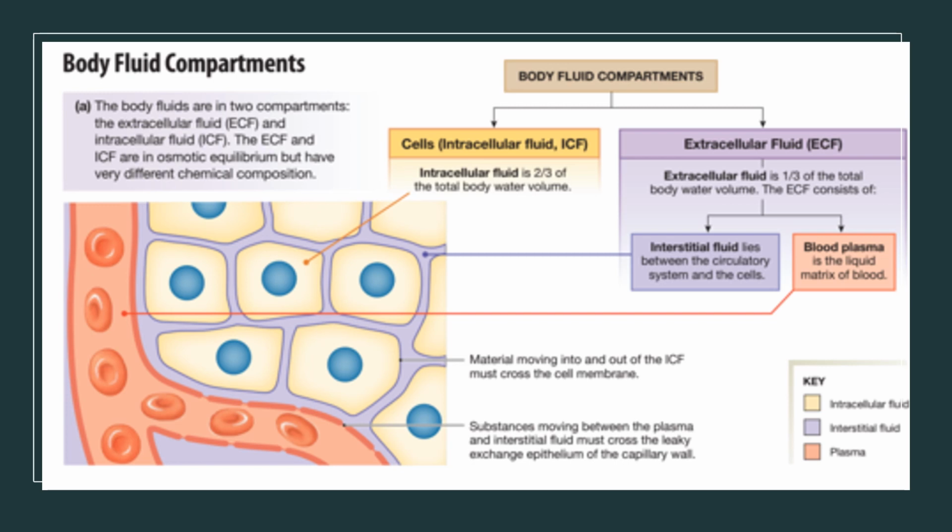The interstitial fluid lies between the circulatory system and the cells, and then the blood plasma, which again is a liquid matrix of the blood. And if you see here, the material moving into and out of the intracellular fluid must cross the cell membrane. And then here, substances moving between the plasma and interstitial fluid must cross the leaky exchange epithelium of the capillary wall.